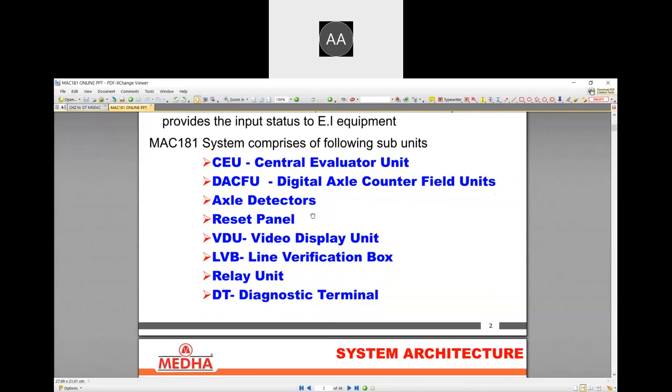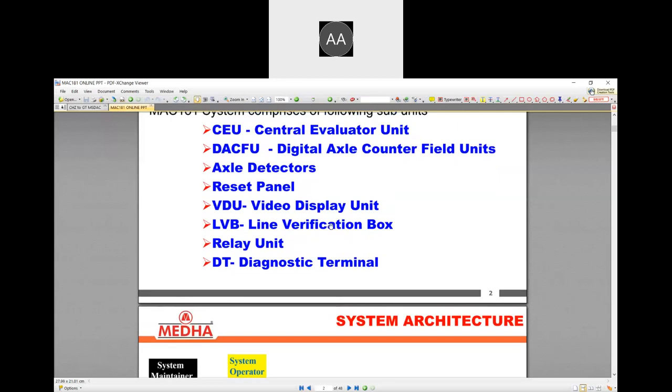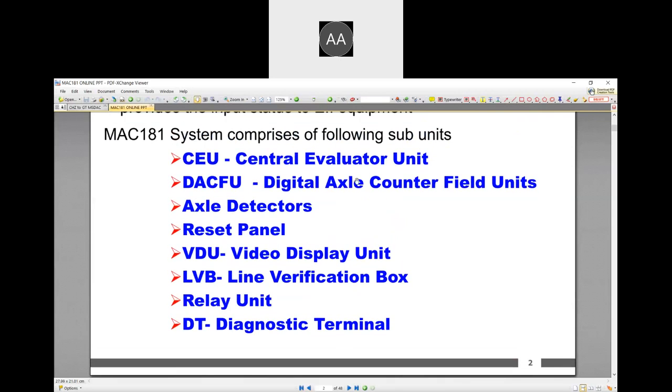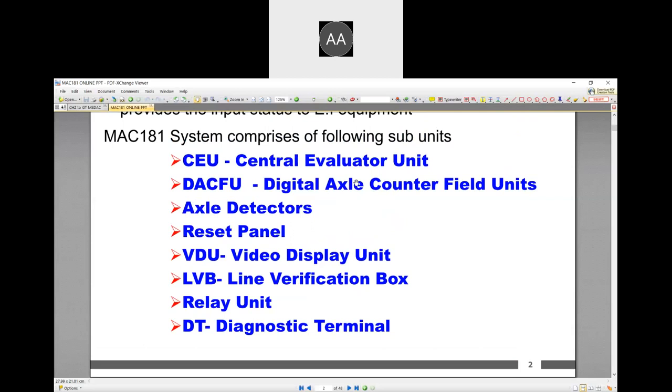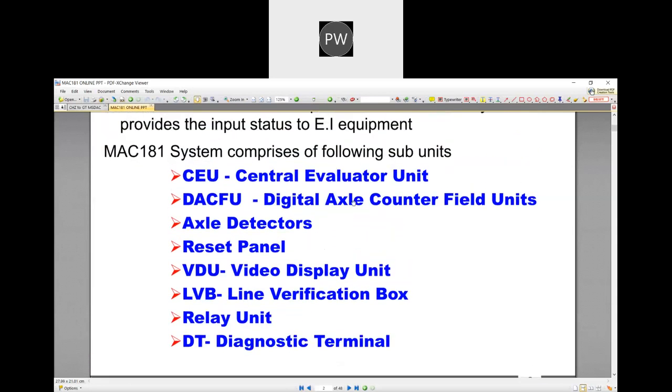Then a line verification box will be provided. The line verification key can be used for manual inspection, and reset can be given. Then a relay unit for placing the relays that we will be using, and for failure diagnostics we will be providing the DT, or diagnostic terminal. So these are the subsystems that combine together to form the MSC181 system.